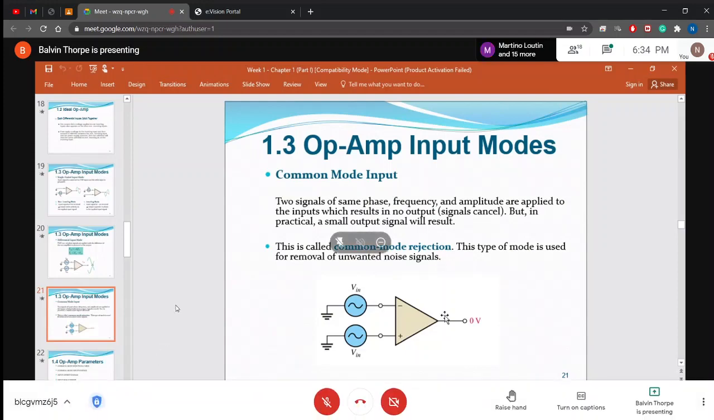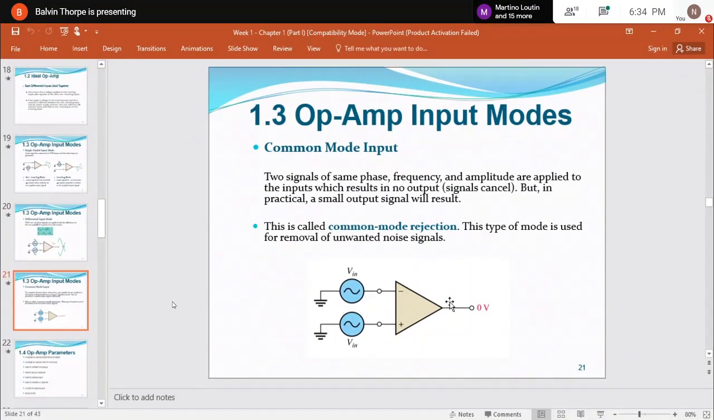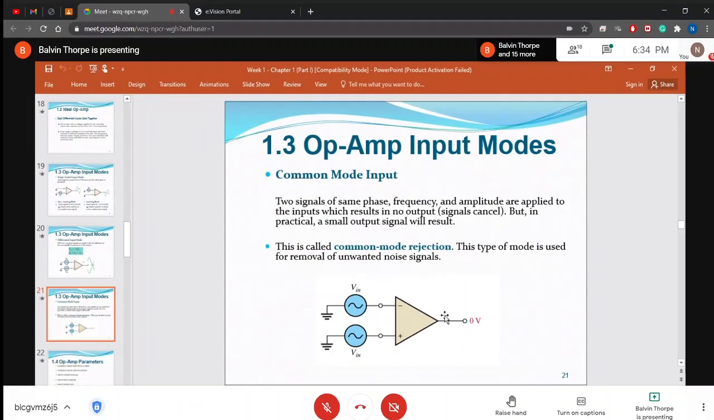If the CMRR is large, what it is saying is that this amplifier is very good at amplifying signals that are different and at reducing, or not amplifying, signals that are the same.